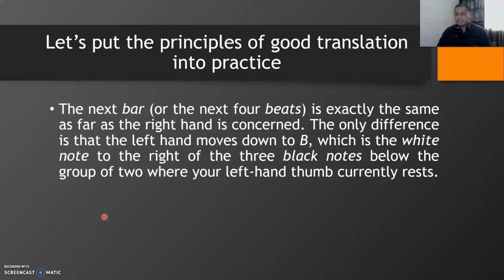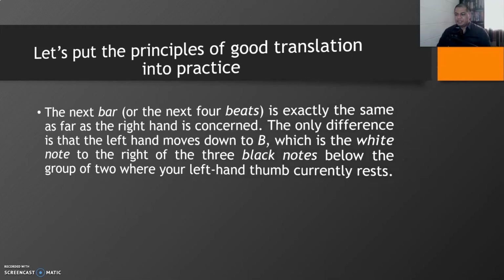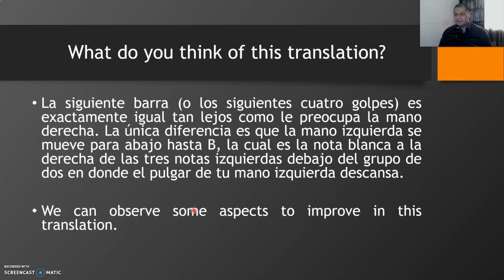Now, check this first attempt I did, just for illustrative purposes, of course, of what we could do as a translation. La siguiente barra, o los siguientes 4 golpes, es exactamente igual, tan lejos como le preocupa la mano derecha. La única diferencia es que la mano izquierda se mueve para abajo hasta B, la cual es la nota blanca a la derecha de las 3 notas izquierdas, debajo del grupo de 2, en donde el pulgar de tu mano izquierda descansa.